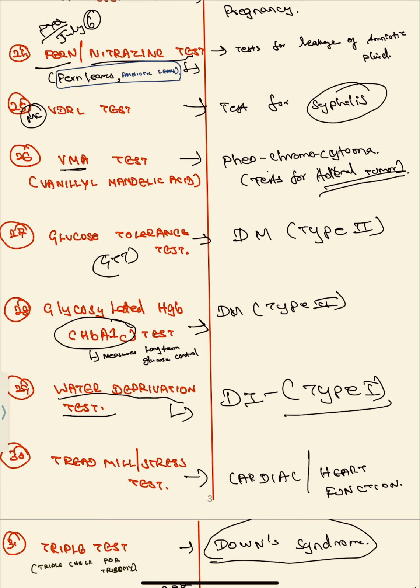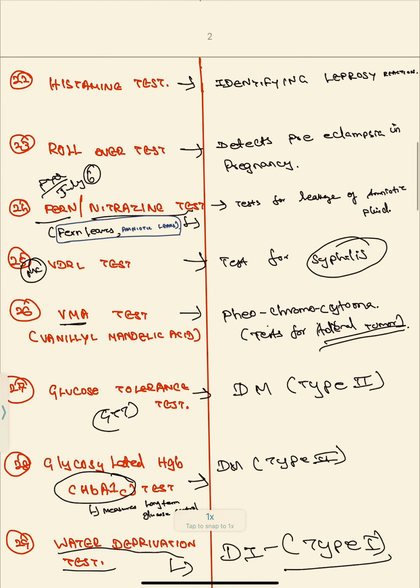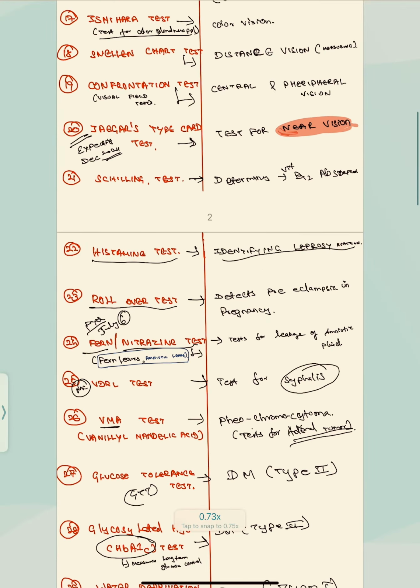Fern test, nitrazine test. Fern leaves, amniotic fluid leaks. That was our mnemonic. Fern leaves, amniotic fluid leaks. Roll-over test detects preeclampsia in pregnancy. Roll-over test detecting the preeclampsia in pregnancy. Histamine test identifying the leprosy reaction. Histamine test identifying the leprosy reaction.